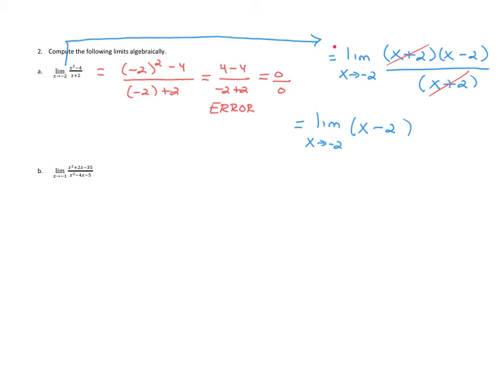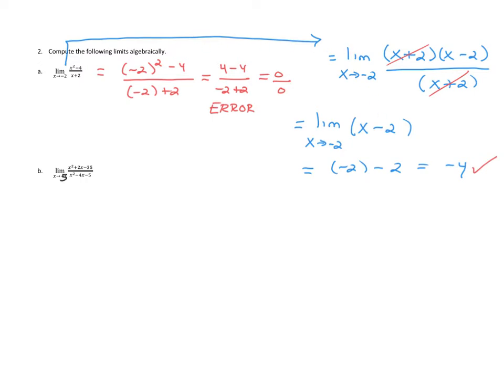This limit is equal to this limit is equal to this limit. But here is a limit where I can simply put negative 2 in place of x to get my answer. When I do that, I get negative 2 minus 2, which is equal to negative 4. So it turns out that this limit does in fact exist, even though starting by putting this number into the function didn't work. But that doesn't matter. That just means let's try something else.